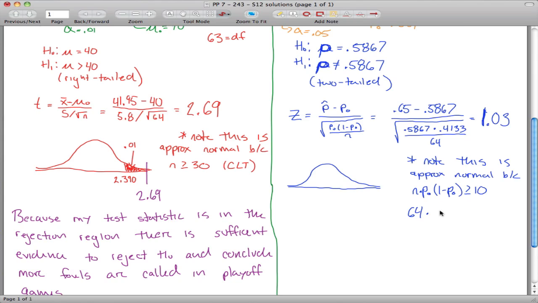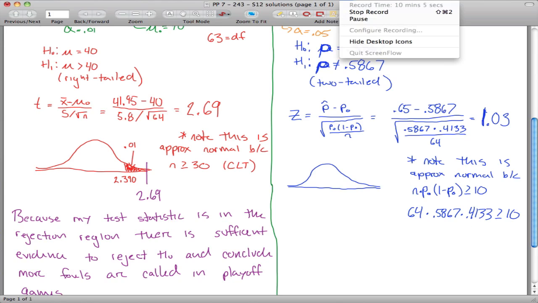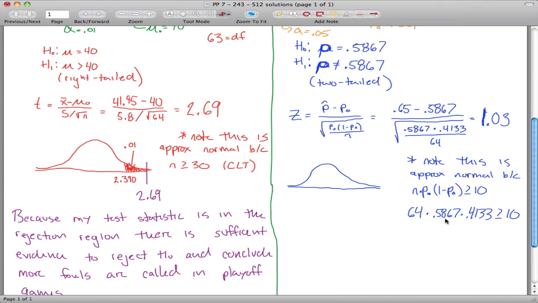64 times 0.5867 times 0.4133 is greater than or equal to 10. Guess I should figure out what that number actually is. Add all these together, what you get is 15.52. Exact value isn't that important, just the fact that it's greater than or equal to 10. So this thing's approximately normal for that reason. So we can draw this shape. I tried to make it normal here.